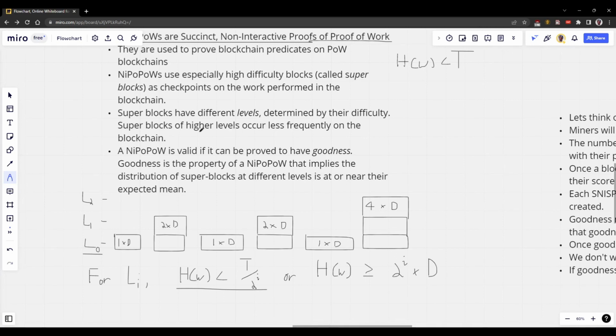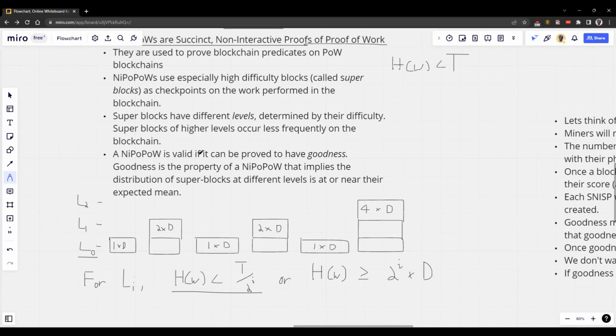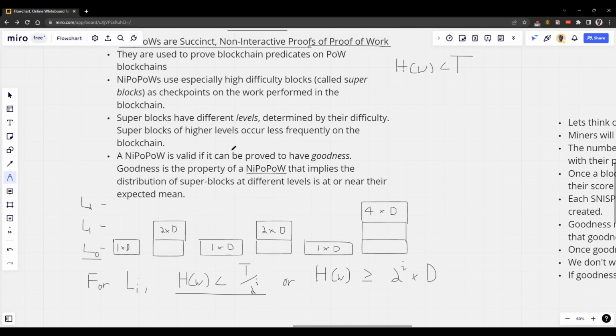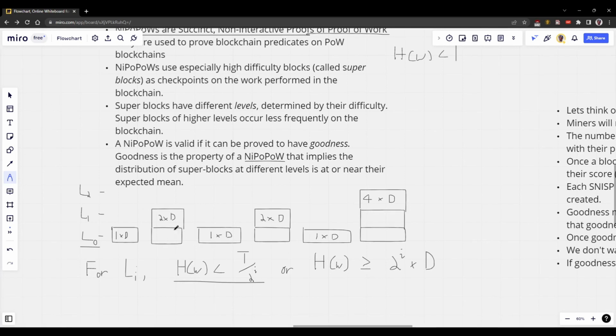Now, this property of super blocks occurring at an expected value on the blockchain is called goodness. And goodness is the core property of a NIPoPoW. A NIPoPoW shows goodness if the distribution of super blocks at different levels is at or near their expected mean. So here's a little illustration showing how NIPoPoWs work.